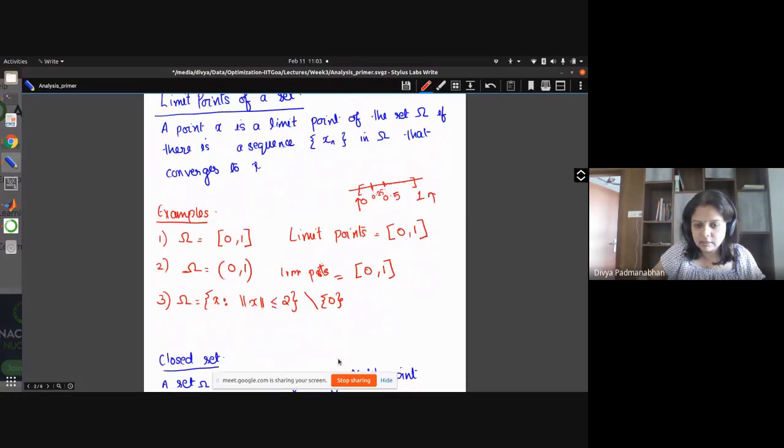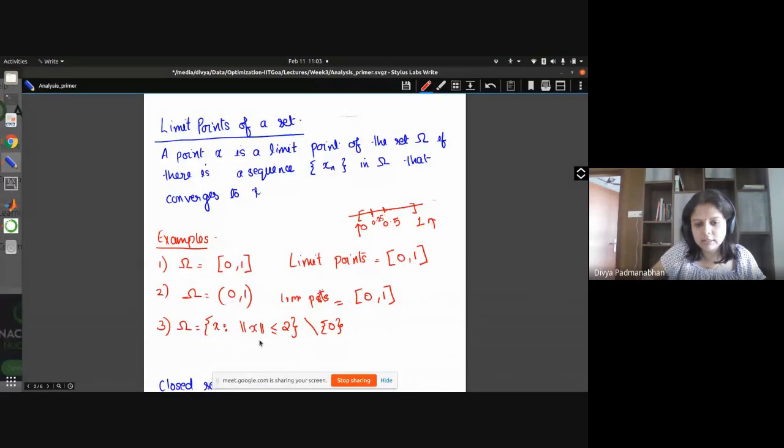Now, what about this set? This omega is the set of all x with norm less than 2, excluding the point 0. If it's in 2 dimensions, then you're going to have this, with radius 2, but the point x equal to 0 is not there. Everything else is part of the set, and even the boundaries are also there. So what are the limit points of this set?